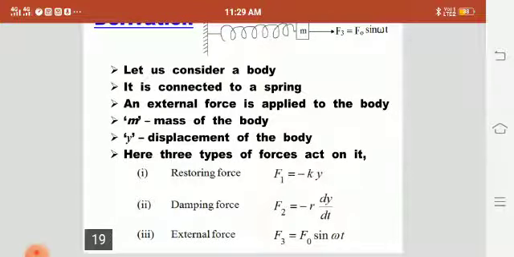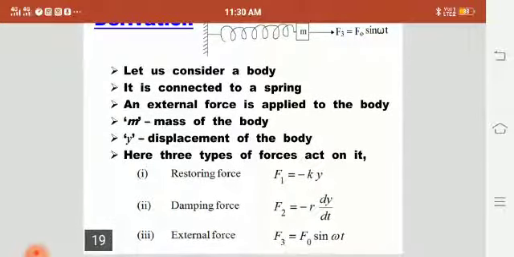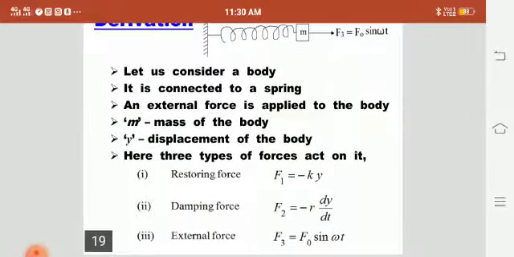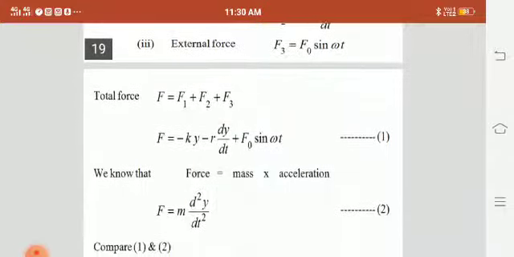Next one is the damping force, that is F2 is equal to minus R dy by dt. Third one is the external force, F3 is equal to F0 sine omega naught t. In case of damped oscillation, we have only two forces, restoring and damping force. But in case of forced oscillation, we have three different forces: restoring force, damping force and external force. We'll see one by one.